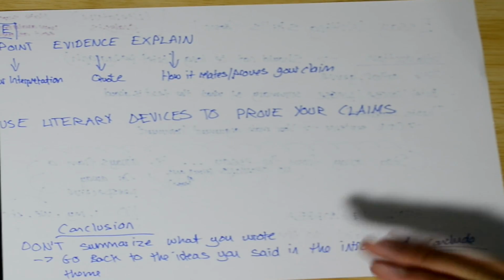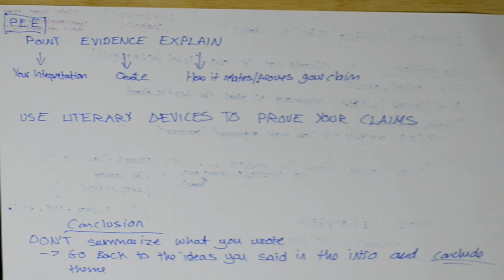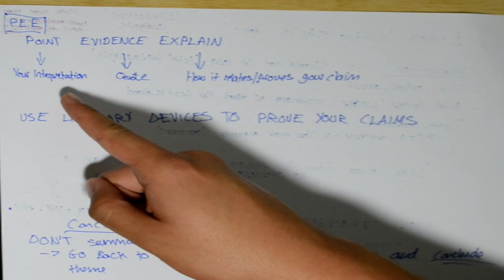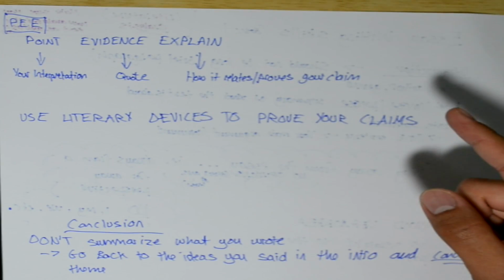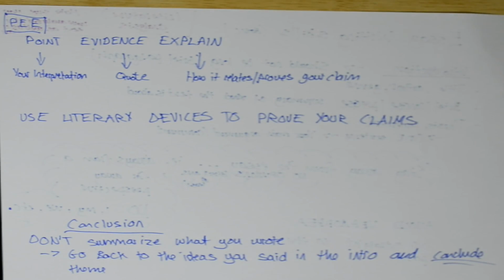Remember that in your body paragraphs, you should use a very useful thing we used, which was the PEE: point, evidence, explain. The point should be your interpretation. The evidence should be a quote from the text. And the explanation is how it relates to and proves your claim. So you're basically grabbing a quote from the text, and you're saying how that quote supports the claim you make, relating to your thesis statement. And in the explain part, you say how it's relating or how it's proving it.